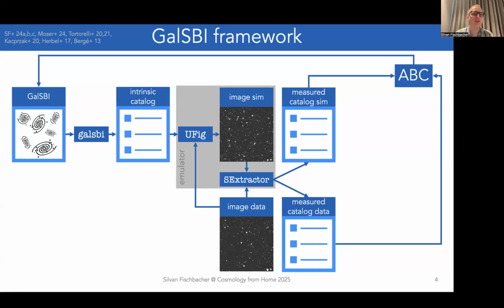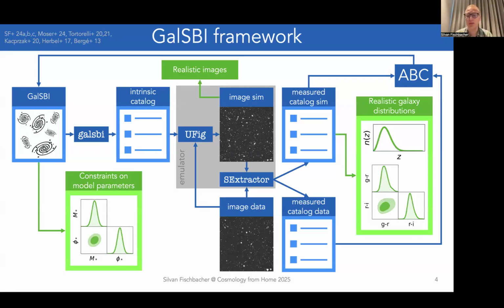After we're done with this inference, we get the constraints on the model parameters. So we have a posterior distribution, and we can then use this posterior distribution on these model parameters to generate again, an intrinsic catalog for a specific sky area. And now this intrinsic catalog is also realistic in its galaxy population. So this means if you're now generating this image, it has a realistic background and PSF level, which we estimated from the data, and it has a realistic galaxy population because we use our constraint model. And therefore, we can produce very realistic images.